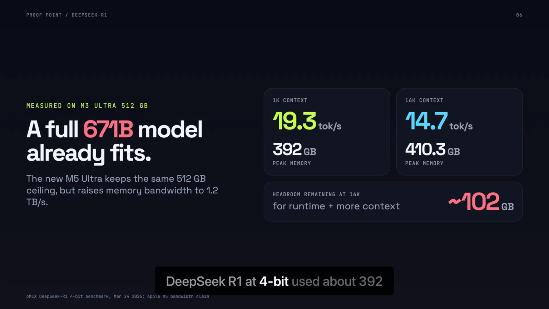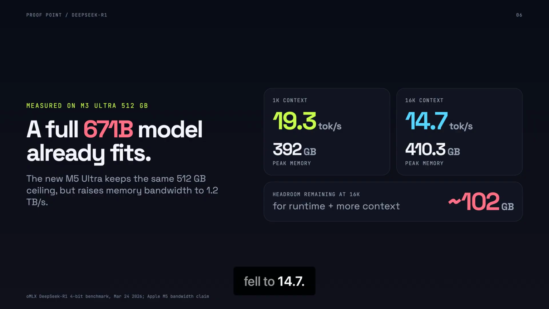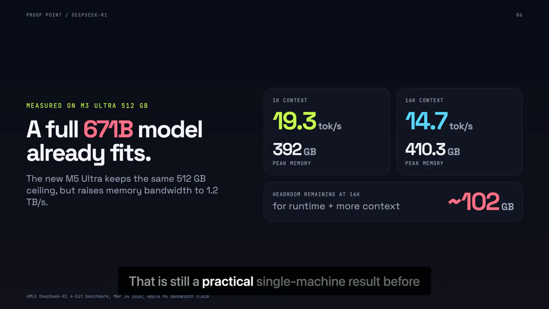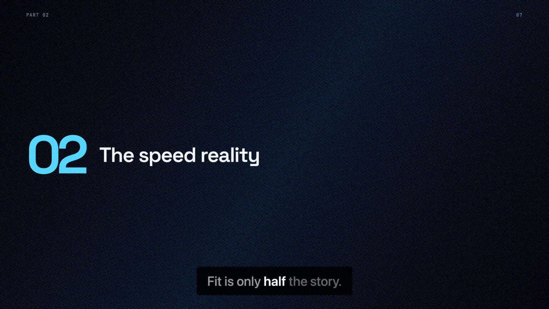DeepSeek R1 at 4-bit used about 392 gigabytes at 1,000 token context and generated 19.3 tokens per second. At 16,000 tokens, memory rose to about 410 gigabytes and generation fell to 14.7. That is still a practical single-machine result before M5 Ultra exists in reviewers' hands. Fit is only half the story.